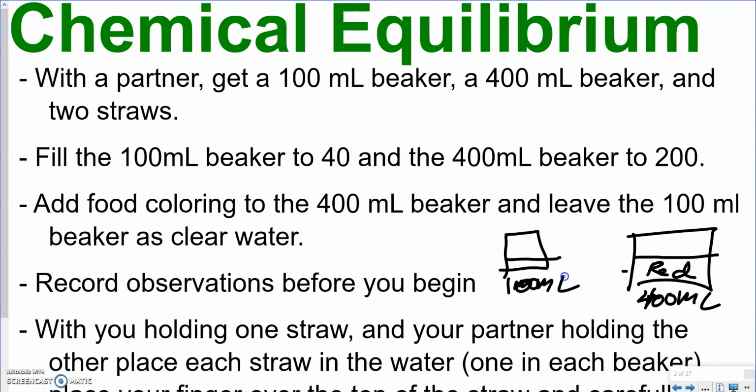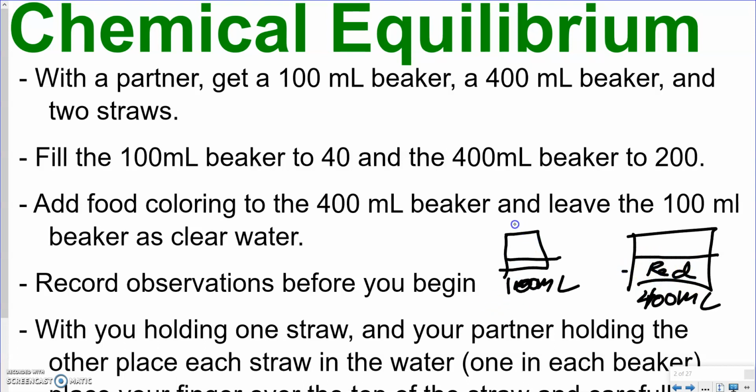We know that. But if I had these beakers, like actual legitimate beakers, out in front of you, on the desk, you would see that the height, meaning the distance from the bottom to the top of the water, is going to be lower in the 100 ml beaker versus in the 400 ml beaker. And that's what I want us to focus on.